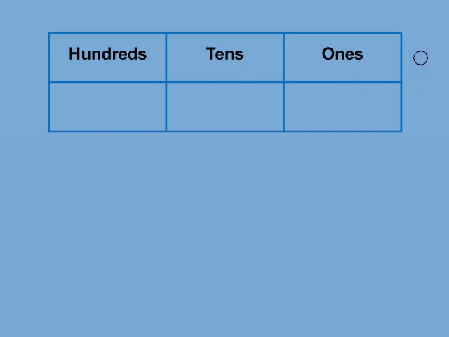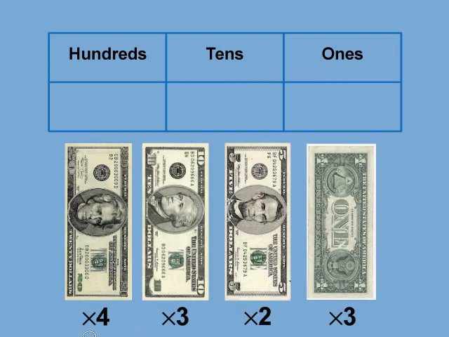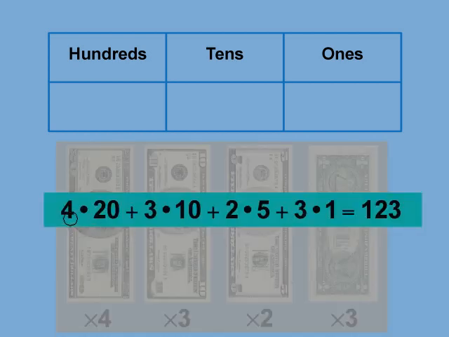First, we organize the bills by type and quantity. There are 4 $20 bills, 3 $10 bills, 2 $5 bills, and 3 $1 bills. Next, we calculate the amount of money each set of bills represents. There are 4 times 20, plus 3 times 10, plus 2 times 5, plus 3 times 1, for a total of 123 as shown here. We place 1 in the hundreds place, 2 in the tens place, and 3 in the ones place.